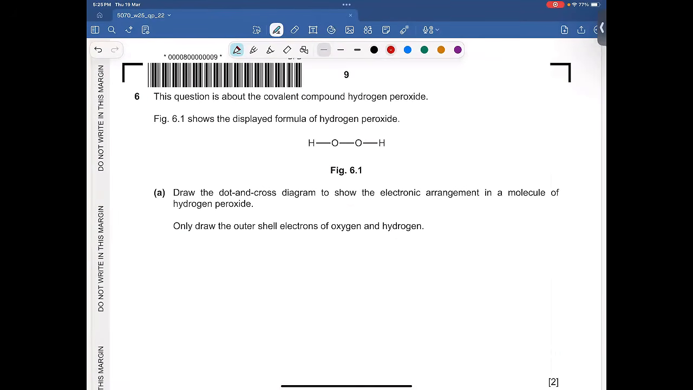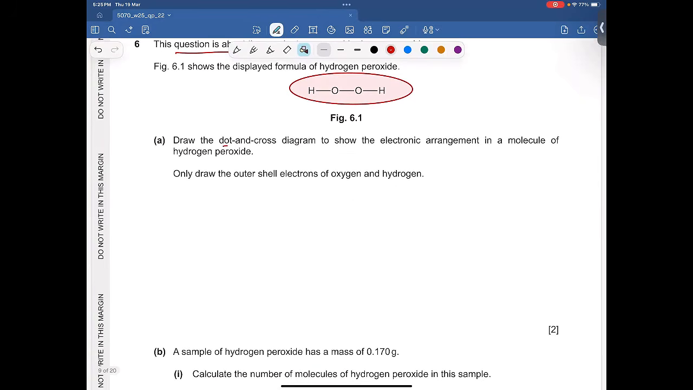This question is about the covalent compound hydrogen peroxide. By the way, hydrogen peroxide is a covalent compound. It exhibits covalent bonding. It has a displayed structure like this. Draw the dot and cross diagram to show the electronic arrangement in a molecule of hydrogen peroxide. Only draw outer shell electrons of oxygen and hydrogen. Okay, so that's an easy thing.